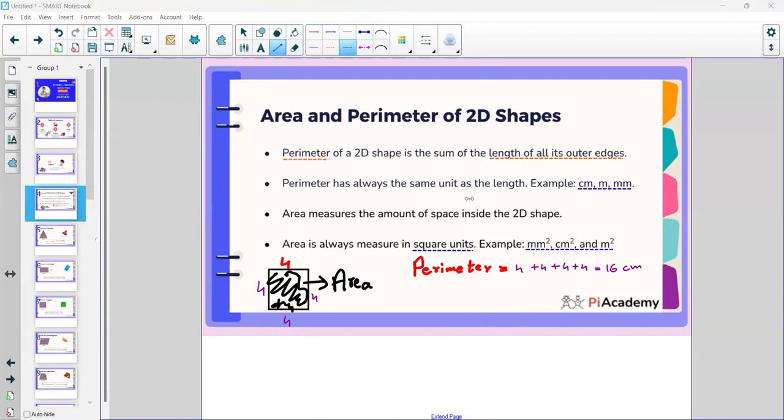Any idea, anyone? Yes, Rishank, would you like to answer? The reason why the perimeter is in centimeters and not squared is because the outside length we can measure by a ruler, and that's why it's centimeters. But why is it centimeters squared for area? Because we can't measure the area by a ruler or a protractor or anything. Well, that's one way of seeing it. That's a good answer.